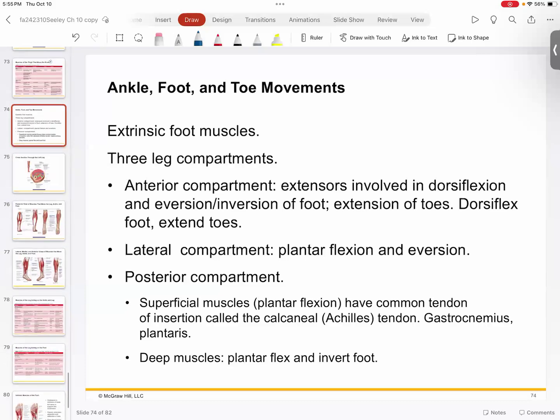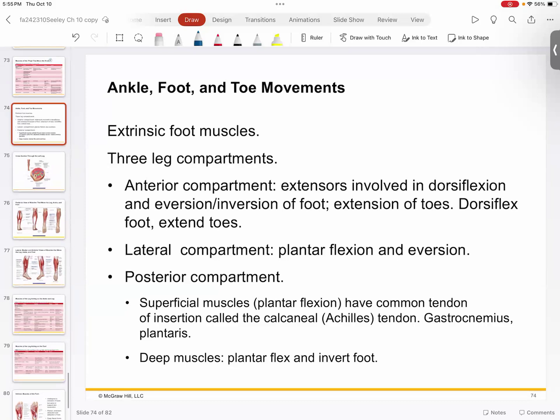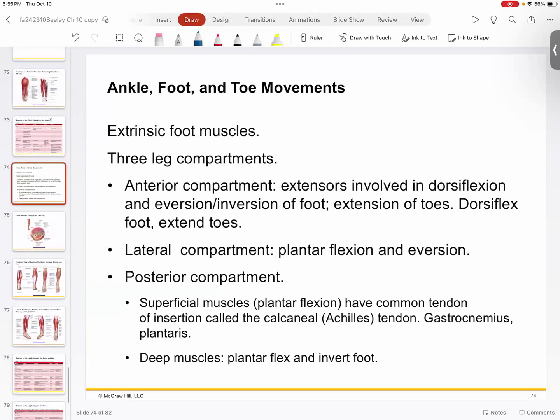Now, ankle foot, don't want to do too much of a focus on this one. But basically, you have three leg compartments: anterior, lateral, and posterior. So the anterior compartment, which is the one kind of facing out, these are extensors. They're associated with dorsiflexion and eversion, inversion of the foot, right? So basically, extension of the toes, dorsiflexion is where you extend the toe.